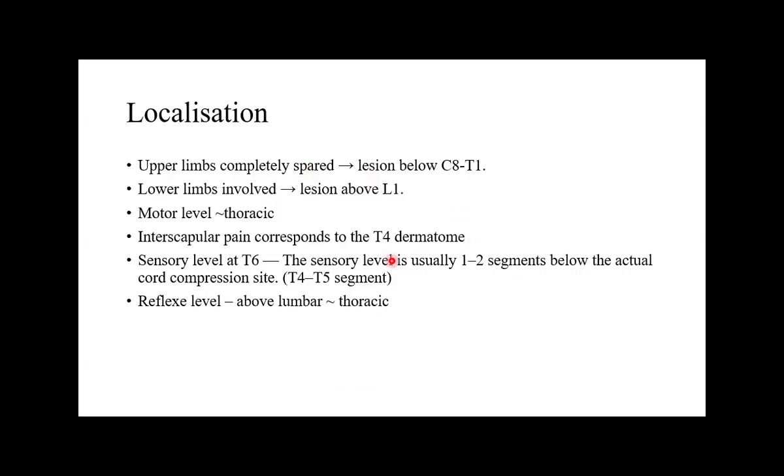So here, as the upper limbs are completely spared, the lesion will be below C8-T1, and as the lower limbs are involved, the lesion is above L1, and the motor level is likely at the thoracic region. From the history, there is an interscapular pain, which corresponds to the T4 dermatome, but on examination we got a sensory level at T6. Here the sensory level is usually 1 to 2 segments below the actual cord compression site.